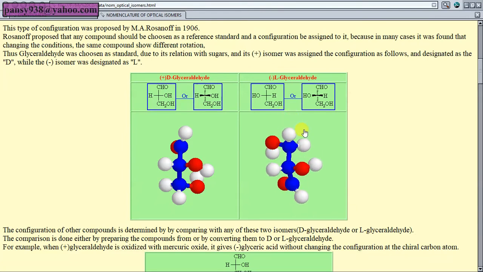Here you should remember that the negative and positive signs hold for their optical rotation, and capital D and L do not represent their optical rotation, but they show the orientation around the chiral center of the compound.